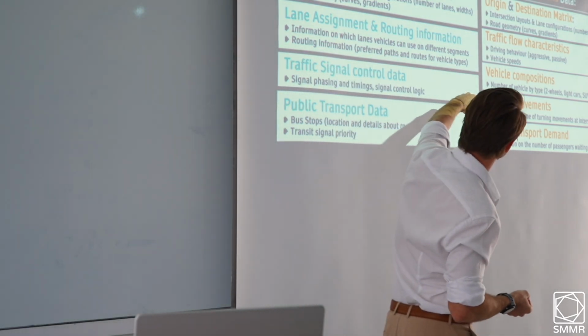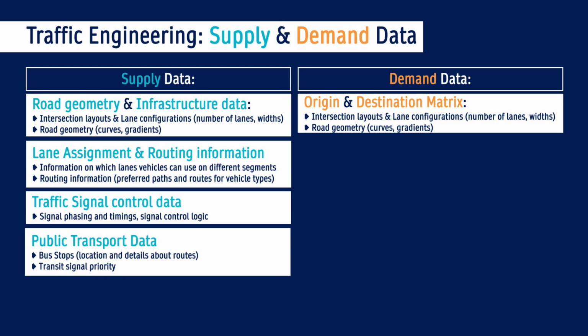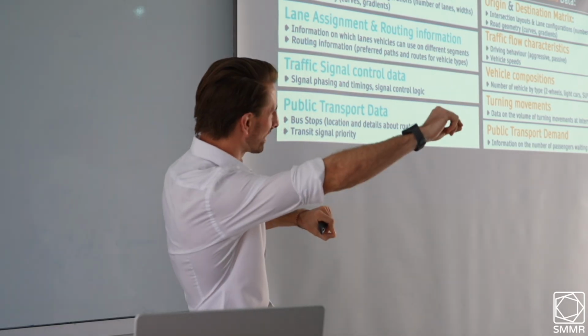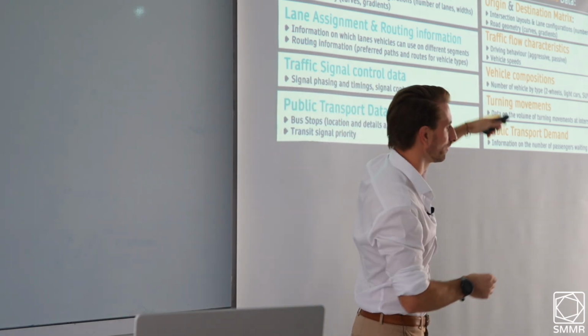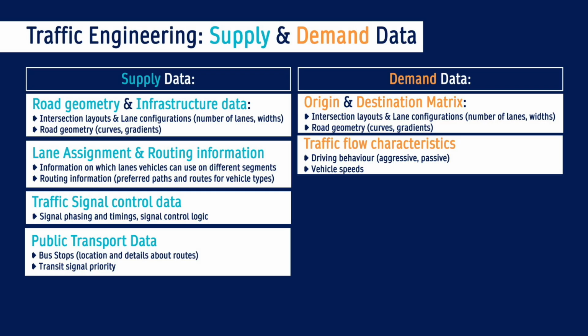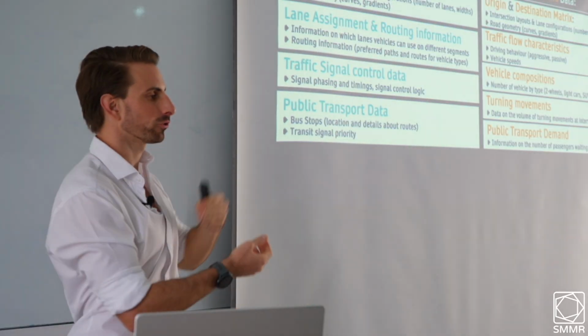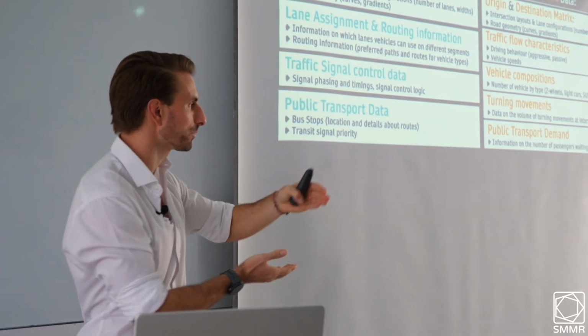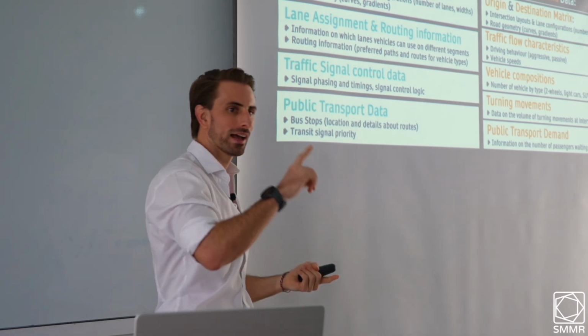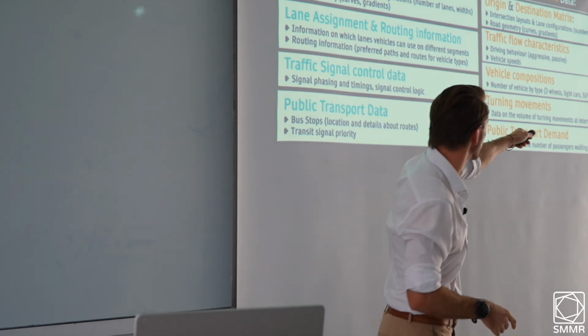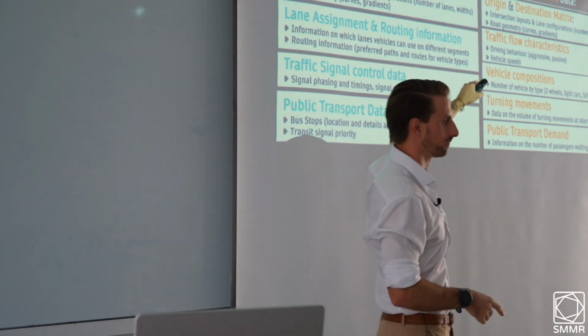On the demand side, again, origin destination data is useful. This will be not really from zone to zone, but if you have an intersection, you want to know where someone enters and where they leave the intersection. And you can also have a kind of matrix for that. You want to know driving behavior, vehicle speeds. You would want to know your vehicle composition. You would have to do a traffic count, but you would want to know the different types of vehicles. How many are two-wheelers? How many are light vehicles? How many are SUVs or heavy goods vehicles? So that's your vehicle composition.